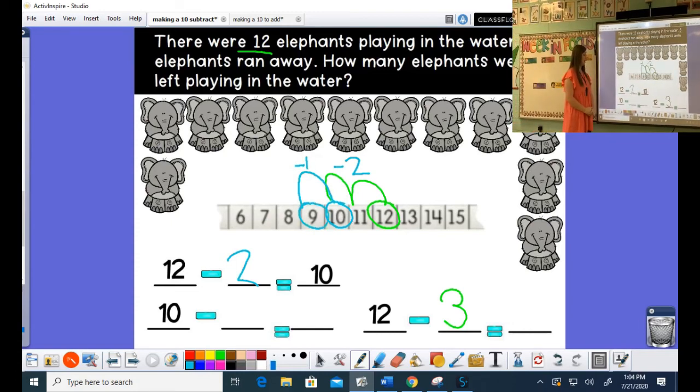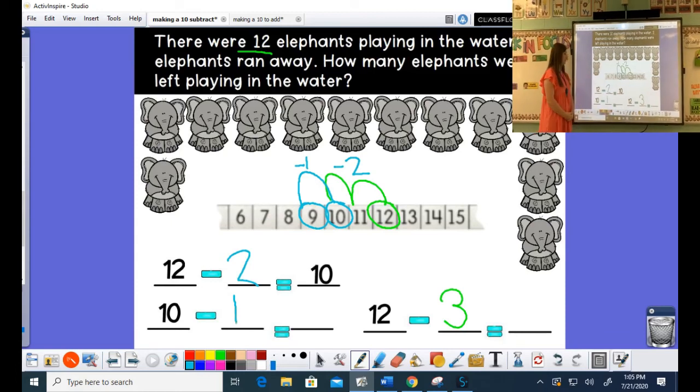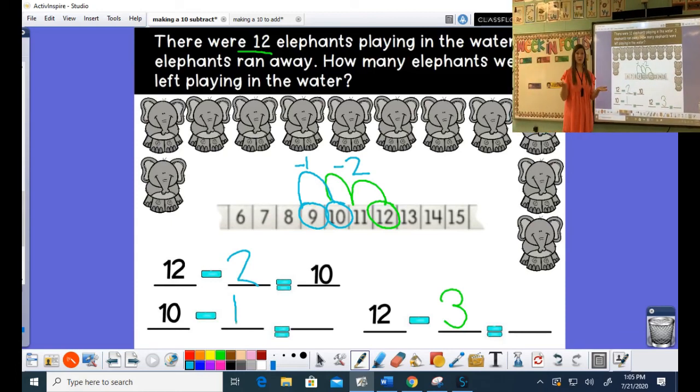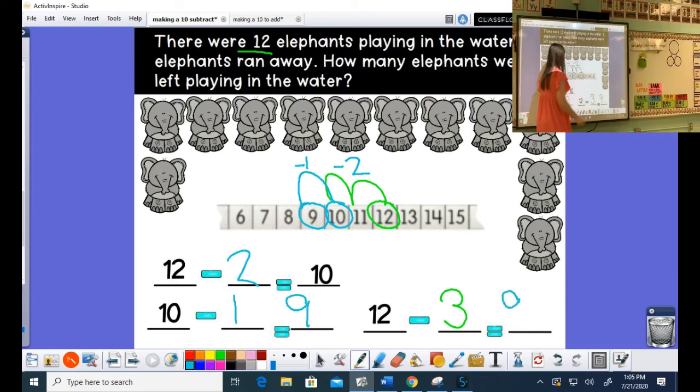How many times did we hop? We hopped one more time. That's right. So we have our new numbers and it's 10 minus 1. What is 10 minus 1? That's right, 9. So that means 12 minus 3 equals 9.